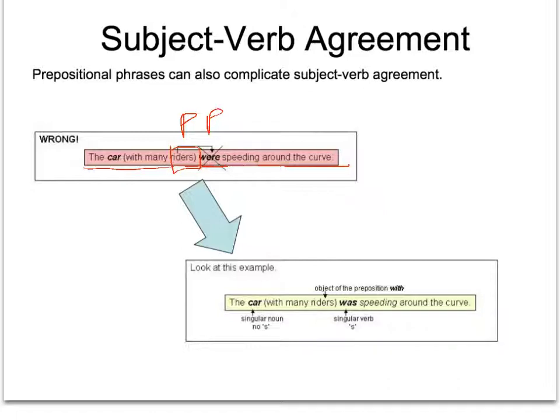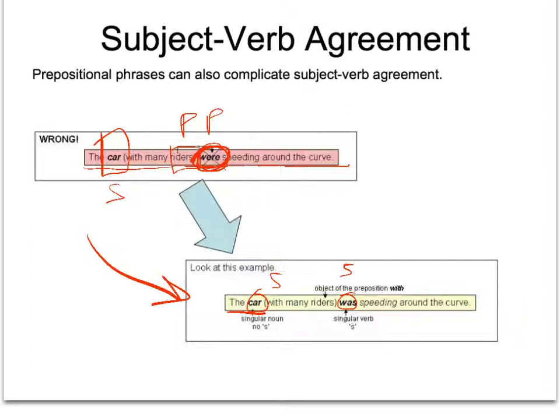But actually, riders are not the subject of this sentence. Car is the subject of the sentence. The car was speeding around the curve. So car is a singular noun, so this has to be a singular verb. If you look down here, the car, singular noun, with many riders, was speeding around the curve. Now you have a singular noun with a singular verb.